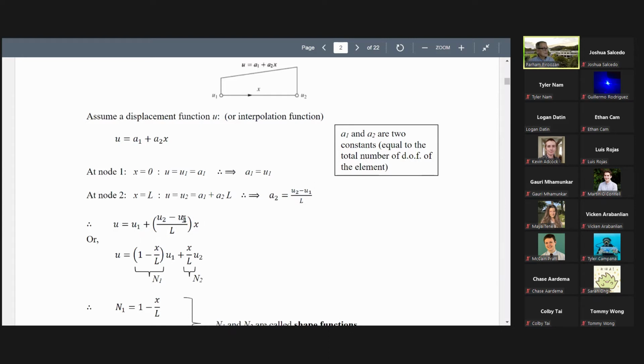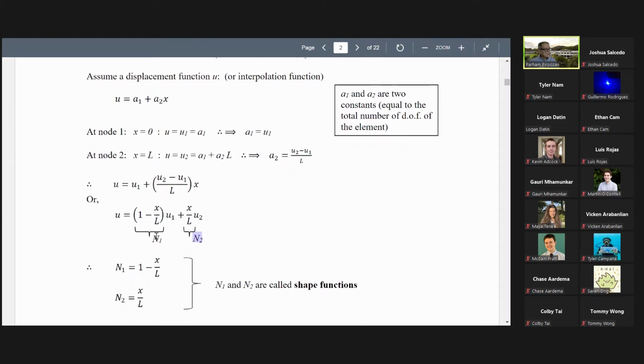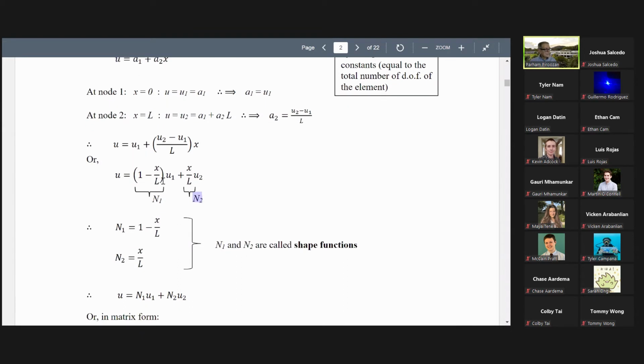U1 and U2 minus U1. So factor U1 out. This is U1, U1. Factor it out. It would be 1 minus x over L. And this is U2 times x over L. These coefficients of U1 and U2, let's show them by N1 and N2. So N1 is 1 minus x over L, N2 is x over L.